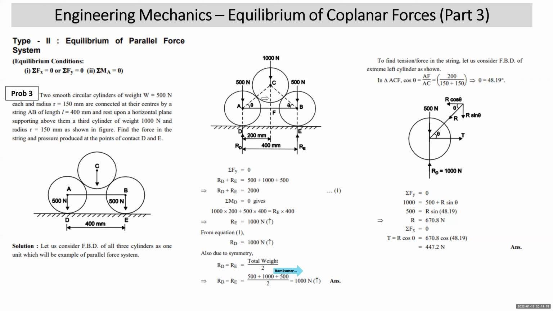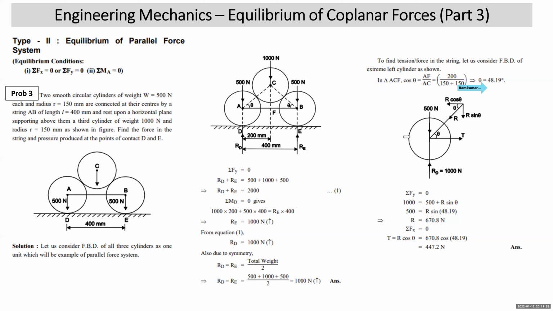All right. So then I have drawn the line joining the centers. Now in triangle ACF, you get cos theta is equal to AF upon AC. AF is 200 and AC is sum of the two radii, 150 plus 150. So this gets the value of theta. Once you got the value of theta, you can draw FBD of cylinder A.